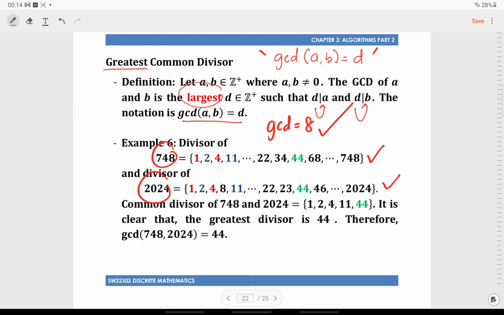Then we look for the common values inside these two sets. We have 1, we have 4, we have 2, and we have 44 as common values in the two sets. Among all these common divisors, the greatest one is 44. So the greatest common divisor of these two numbers is equal to 44.